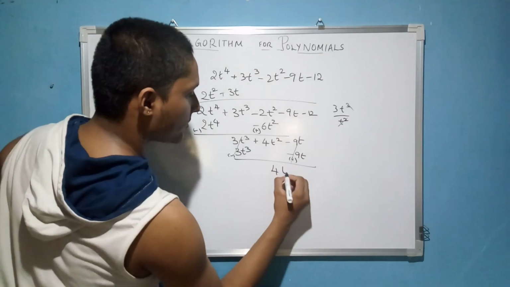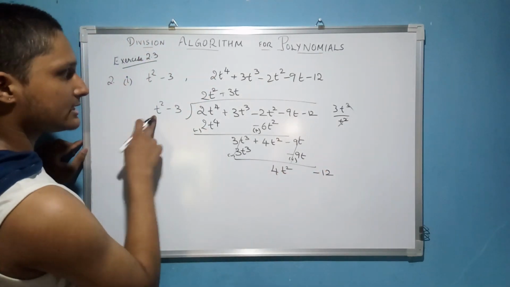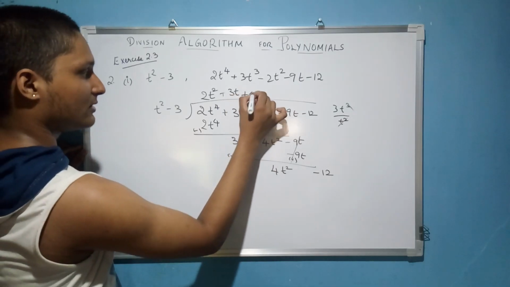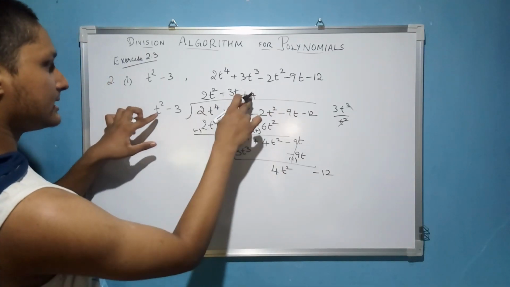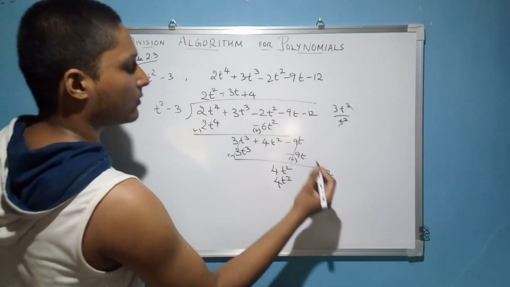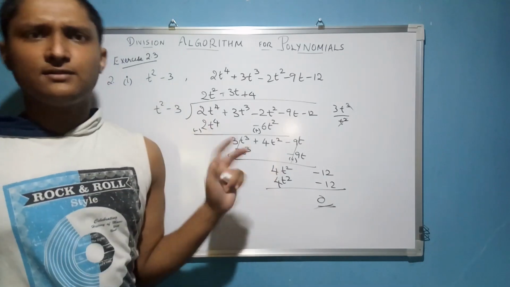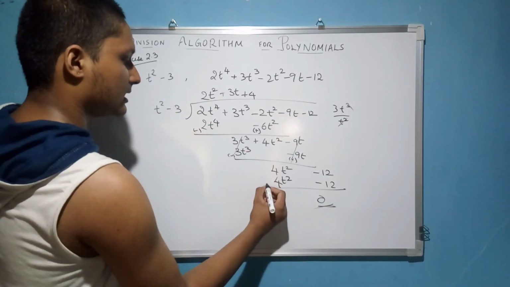Now we have 4t square and minus 12. Now 4t square divided by t square is 4. So I need to write 4 here. Now I need to multiply this. 4 into t square is 4t square. And you have minus 3 and 4, that is minus 12. They are same, right? If you subtract, however, it's going to be equal to 0.